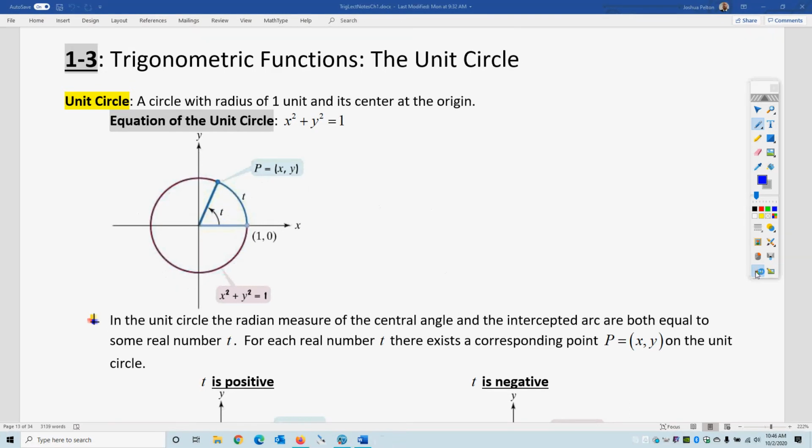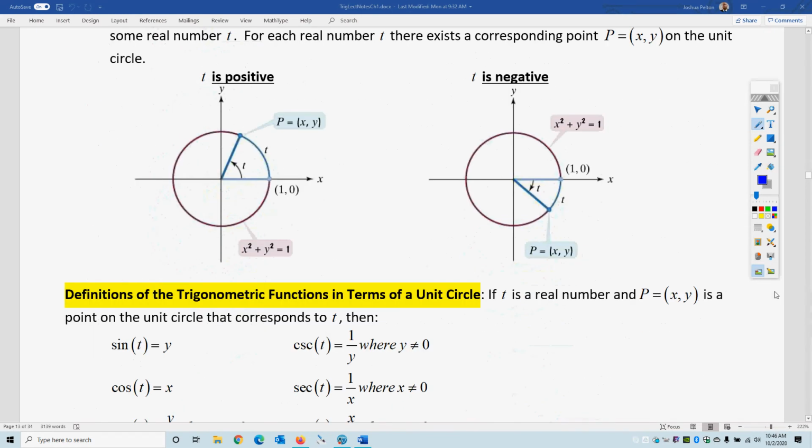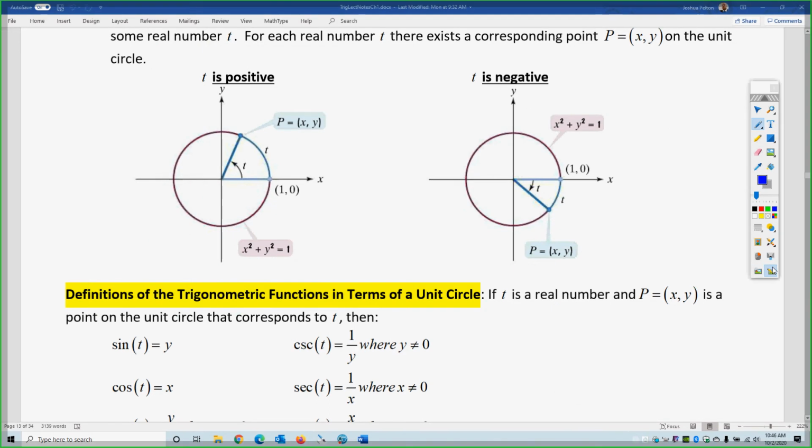Okay. So the unit circle has a corresponding point, and those can be positive or negative depending on what quadrant they're in. Obviously, this is positive, positive here. A point over here would be positive, negative. Over here, of course, is negative, negative.